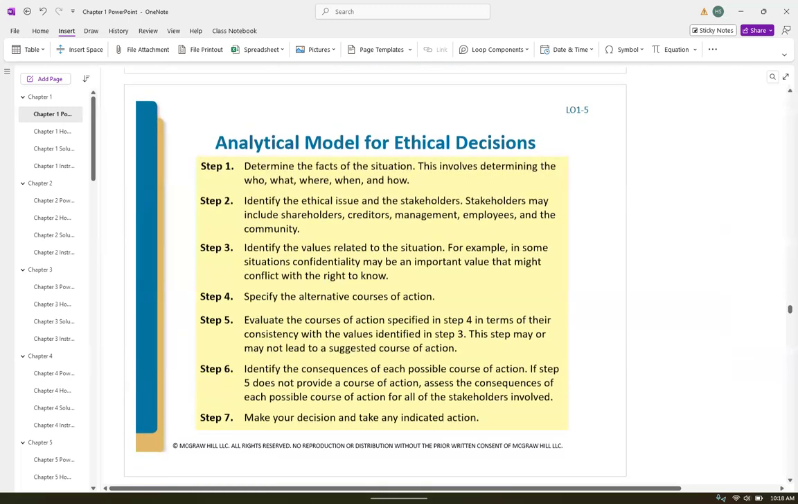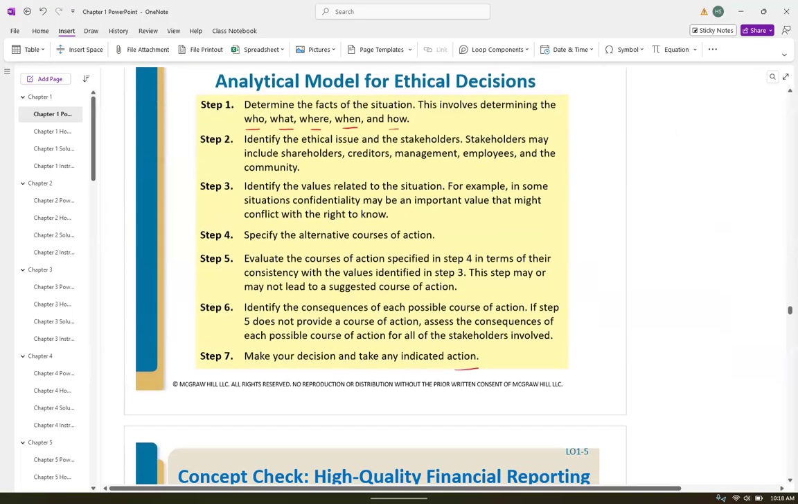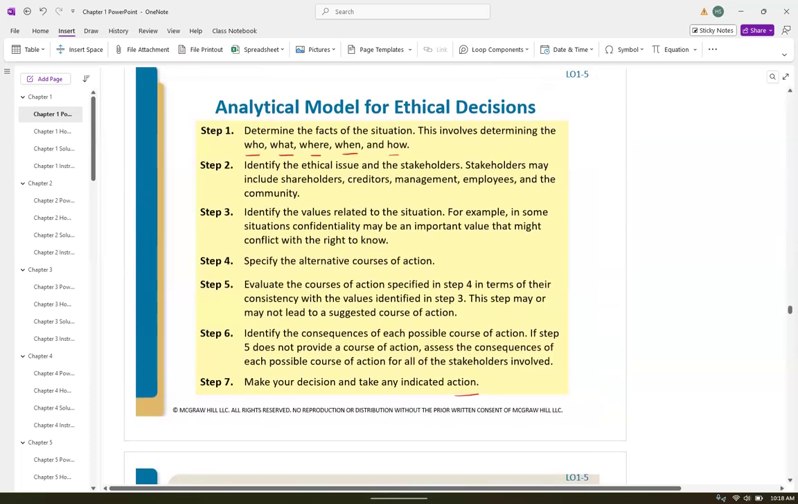Okay. Analytical model for ethical decisions. This would work really well for just about anything. Again, I'm not going to go through this verbatim. Just start at the beginning. Determine the facts of the situation, and this involves determining who, what, when, where, and how. Okay, all the way down to making the decision. So this is a really good ethical decision model that might help you if you are in a situation. I've probably not ever been in a situation where I needed this big model.